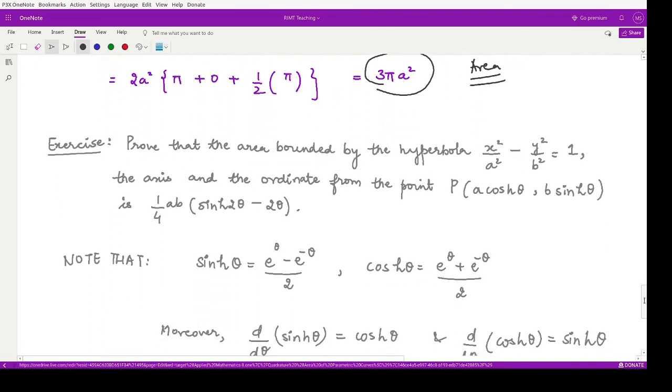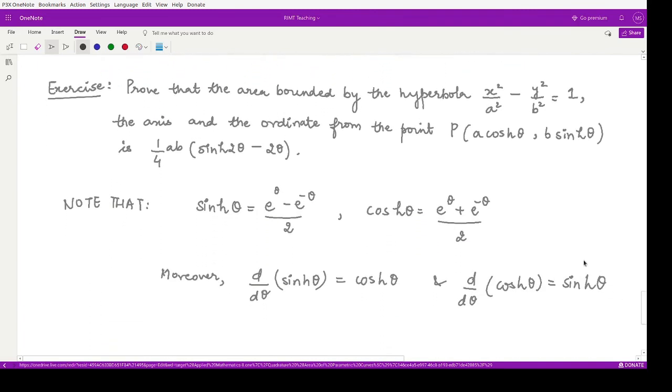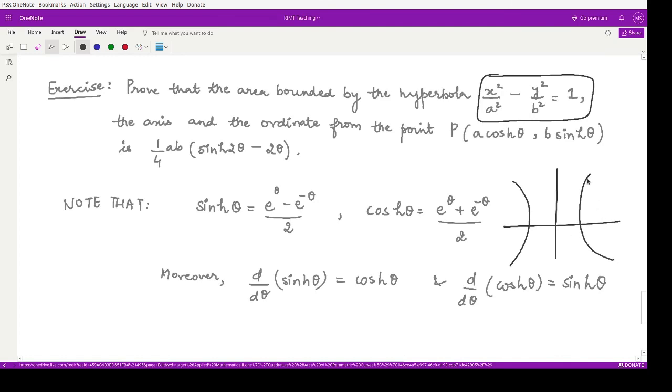So I have this one question for you. Please note it down. The question says you have to prove that the area which is bounded by this hyperbola. What is the shape of a hyperbola? Hyperbola looks like this, right? So they are saying prove that the area bounded by the hyperbola and the axis and the ordinate from the point A cos hyperbolic theta and B sin hyperbolic theta is this one. So this is the given area.